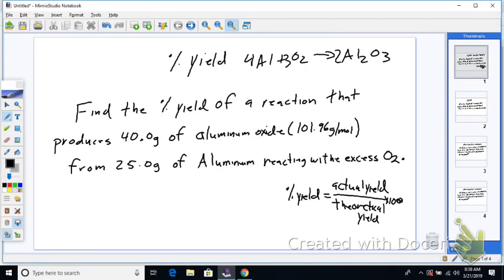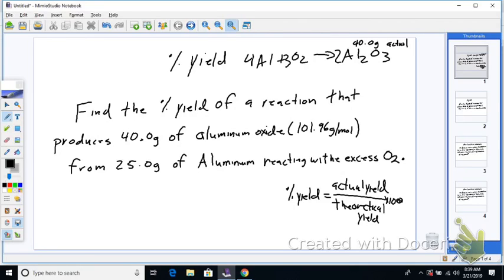Now, the other one we're going to have to be given in the problem. So what are we given in the problem that we can plug into our equation right away? We're given 40 grams of aluminum oxide. Okay? So we're given 40 grams of this. What is that? Is that a theoretical yield or an actual yield? Actual. Okay? So we know the actual. Now we just have to find a theoretical and plug our numbers in, right? Sure. That's all we have to do.